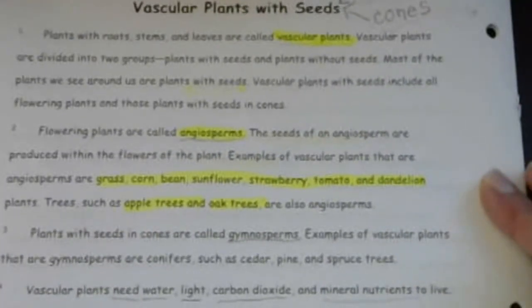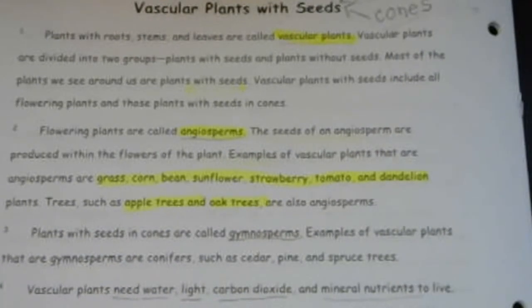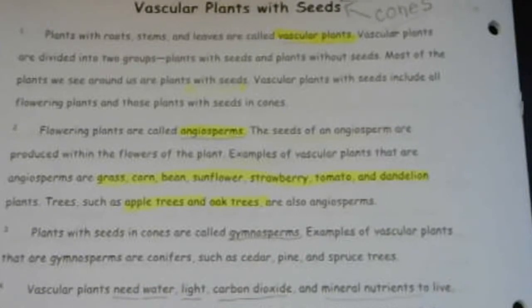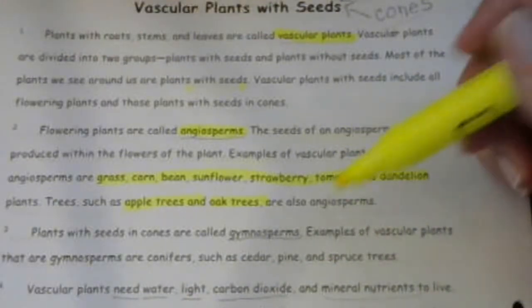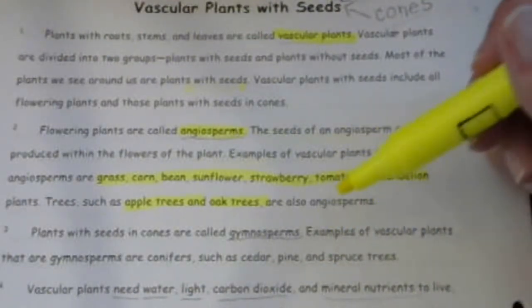Paragraph 3. Plants with seeds and cones are called gymnosperms. Examples of vascular plants that are gymnosperms are conifers such as cedar, pine, and spruce trees. Probably the one you're most familiar with is a pine tree. Think of those cones like pine cones. If you have cones from another tree, they're not called pine cones. But you can find cones from other gymnosperms as well.